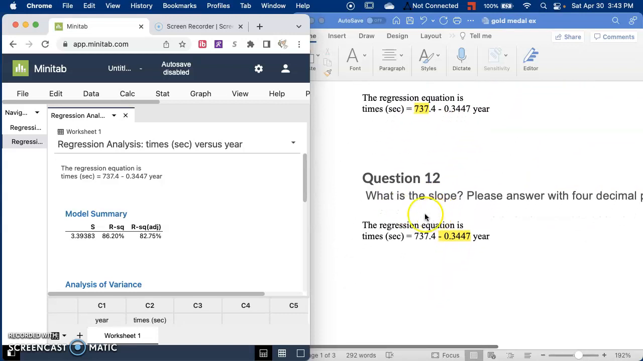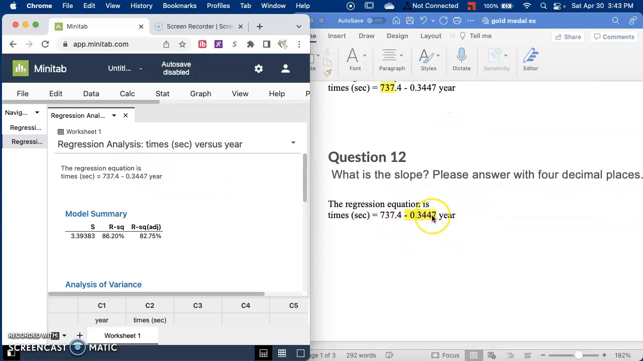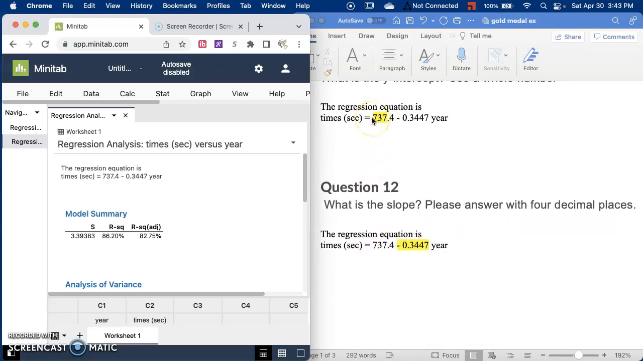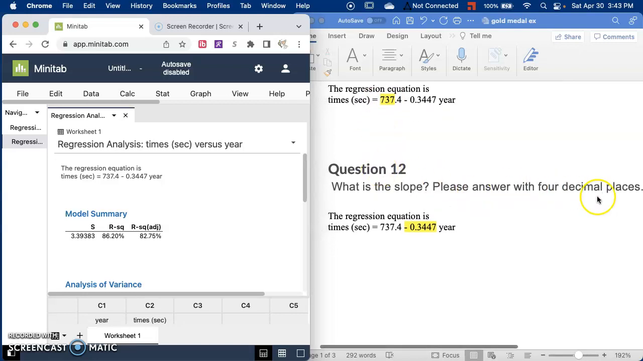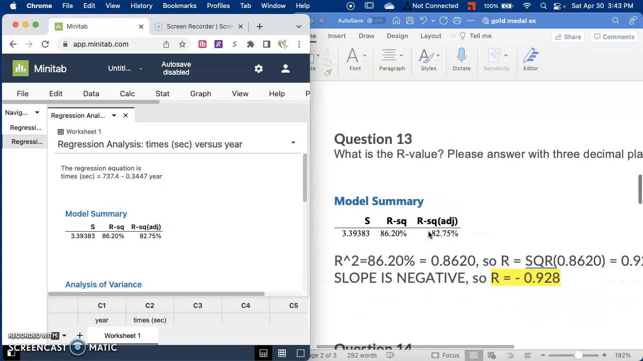What is the slope? You will also get it from this regression equation, and it will be that second number, and make sure you include its sign. Also include the sign with this number had it been a negative 737. So this says answer with 4 decimal places, so the slope is a negative 0.3447.